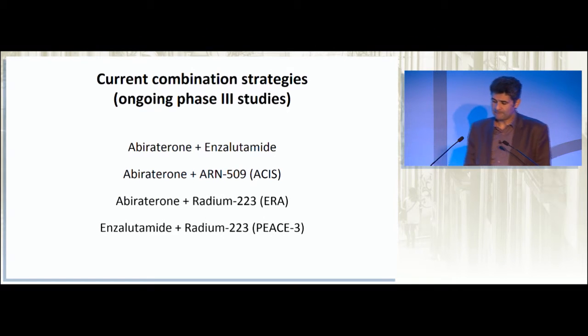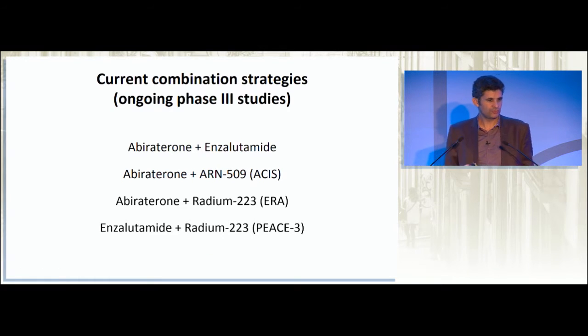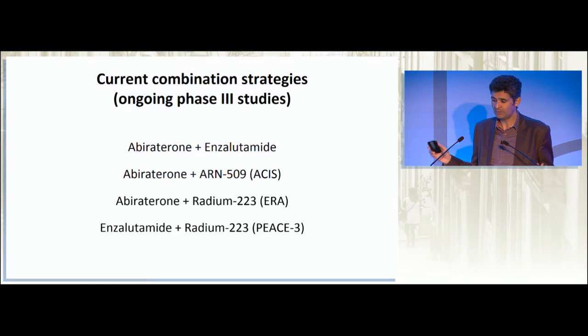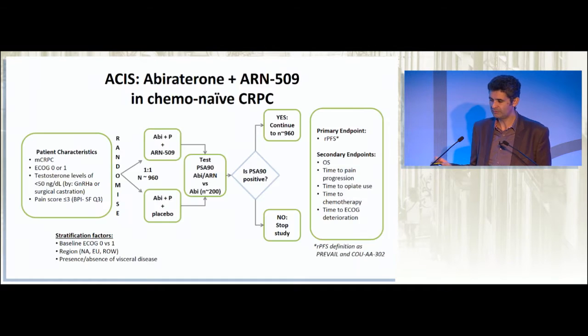Now, Noel already explained the rationale for combining radium with other drugs, and there are actually some phase 3 trials looking at this. The ERA trial is combining radium with abiraterone. It has completed accrual as far as I know, and the P3 trial is currently enrolling patients for testing ENZA plus or minus radium. So again, we'll know whether we should use this combination, yes or no. But at the moment, I think they're probably experimental.